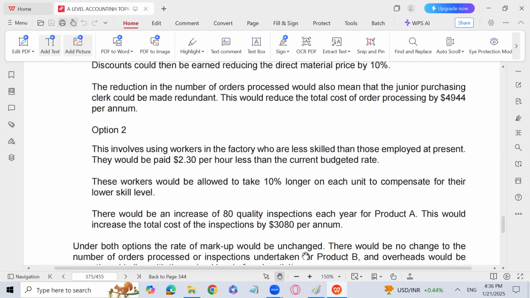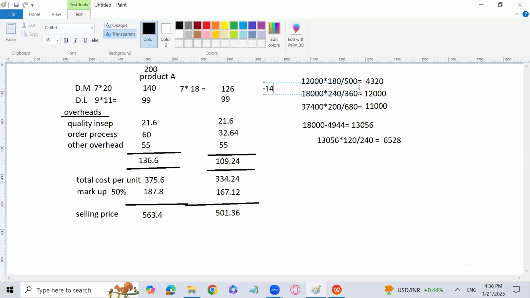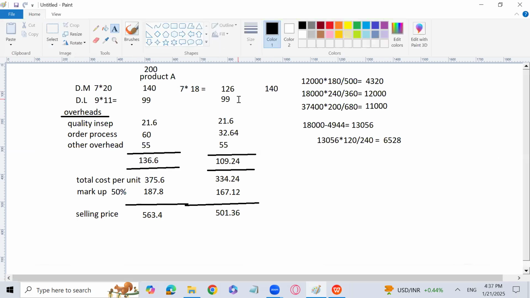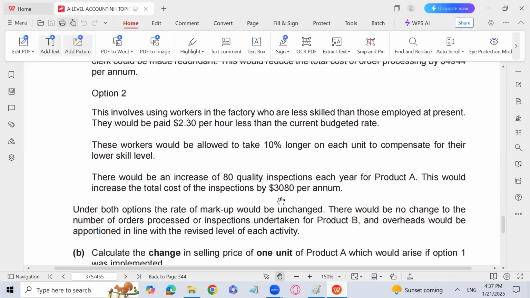That is 2.3. So I can calculate that the material price will remain the same, which is 140 for option B, but the direct labor is going to be 9 into 11 minus 2.3. No, 11 minus 2.3, what does it come to? 8.7. And now the price is 78.3. This is the price for the direct labor after the decrease in the labor rate per hour from 11 to 8.7, because 2.3 has been decreased because of the less skilled workers.